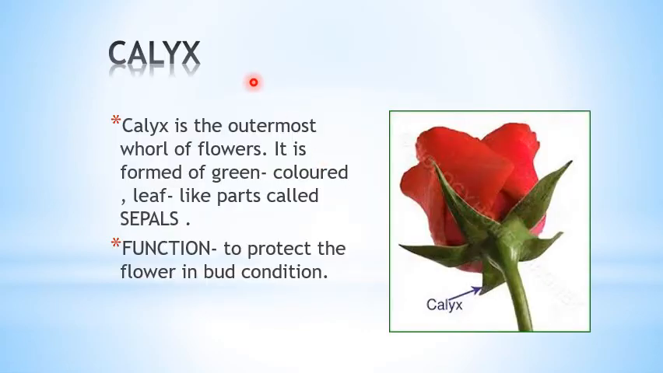So the outermost whorl of the flower is the calyx. It is formed of green colored leaf-like structures called sepals. This is one sepal, this is two, and so on. The main function of the sepal is to protect the flower in the bud condition. They enclose the bud and protect the flower during the bud stage, and sometimes, because of the green color, they also help in photosynthesis.